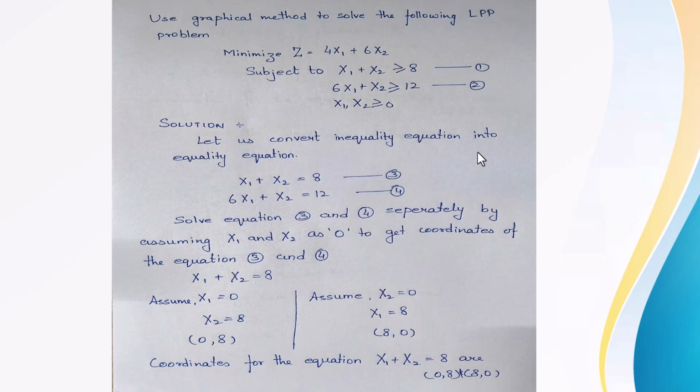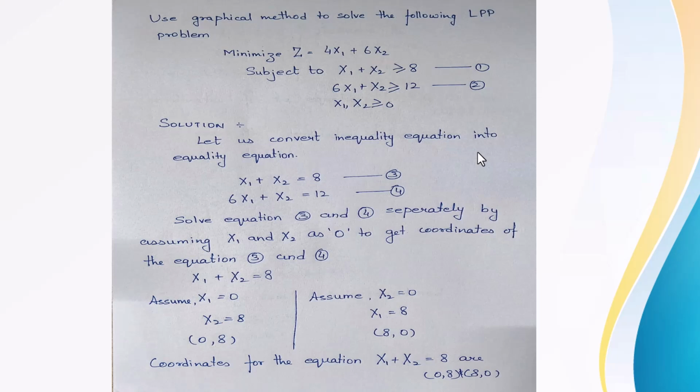Assume x1 as 0. So x2 will become 8: 0 + x2 = 8, x2 = 8. Next, let's assume x2 as 0. So when x2 is 0, it becomes x1 + 0 = 8, so x1 will become 8. So one coordinate will be (0, 8) and another coordinate will be (8, 0).